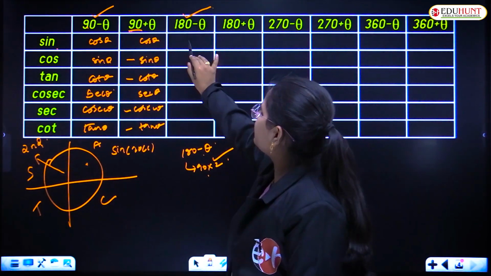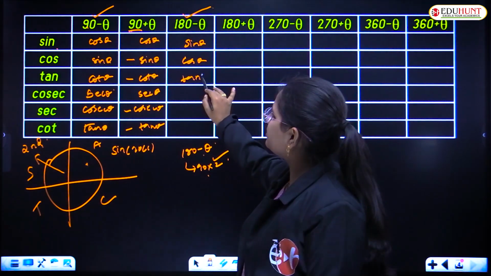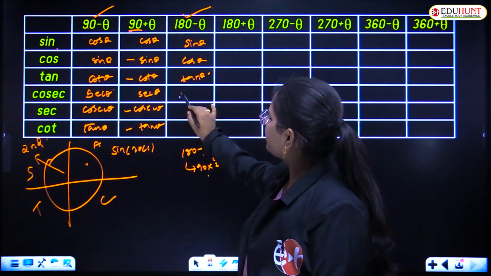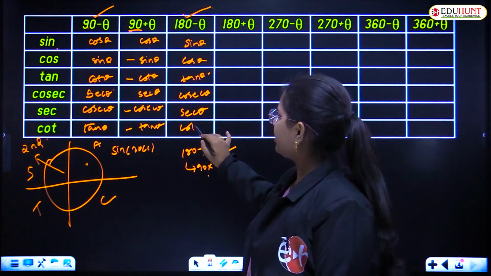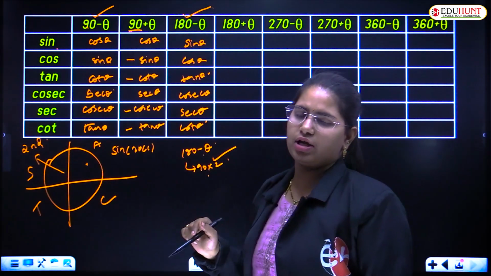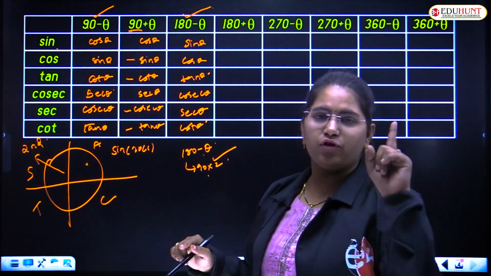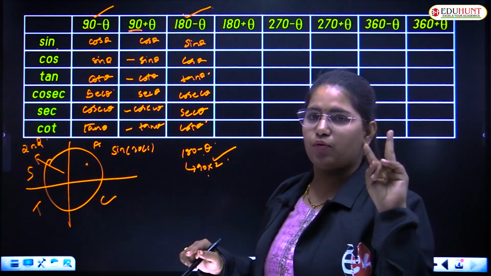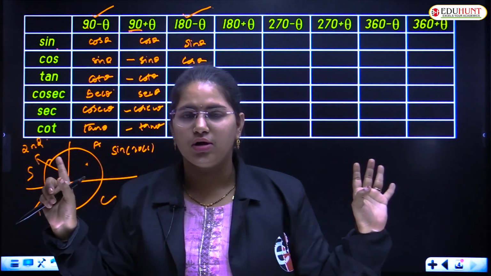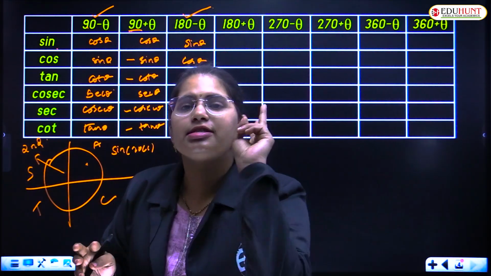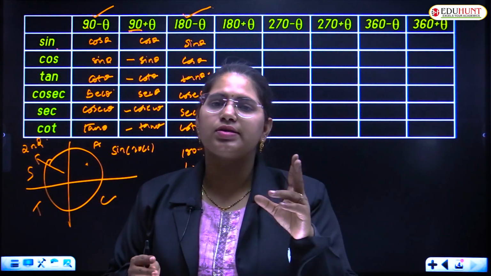So I write as it is: sine will be sine, cos will be cos, tan as it is, cosecant as it is, secant as it is, and cot as it is. The function will not change in the even multiple. First point is done. What is my second point? 180 minus theta lies in which quadrant? That point you have to check. 180 minus theta lies in the second quadrant.